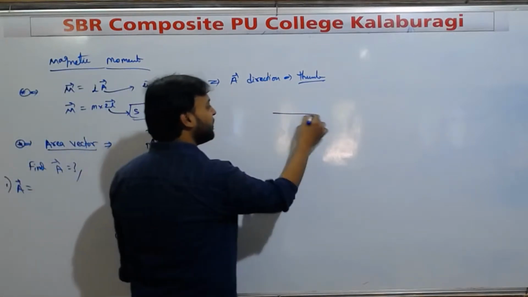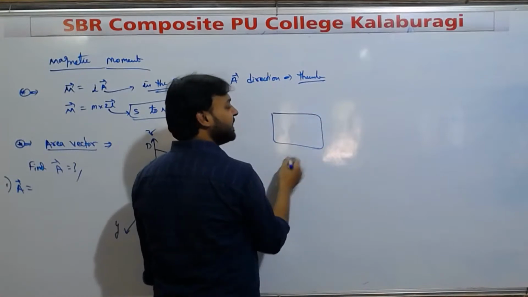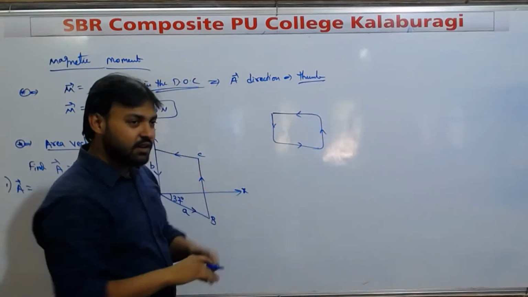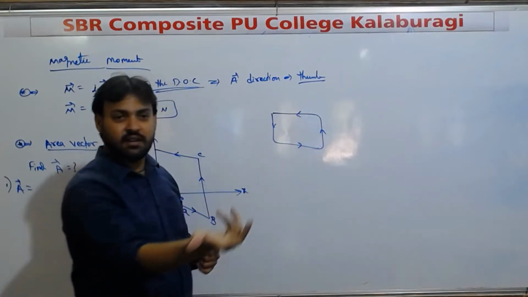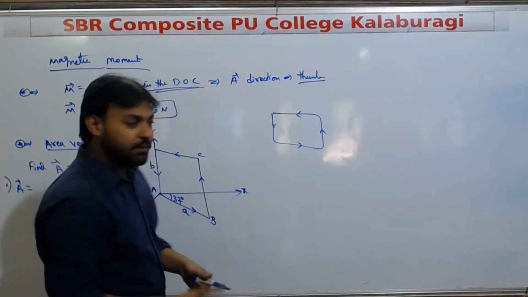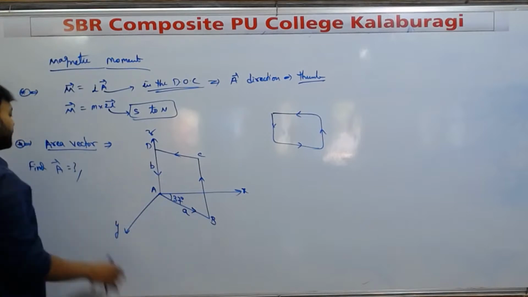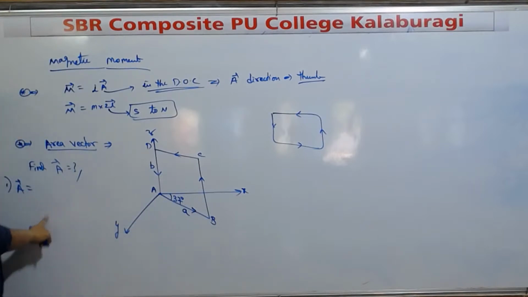For example, if I give an object like this, with current in this direction, and I ask for the area vector, what do you tell? You have to curl your fingers and you're done. Only in one direction it is easy. But here it won't be in one direction. It has some inclined path. So A bar will be in two directions, inclined. And what are the two directions?